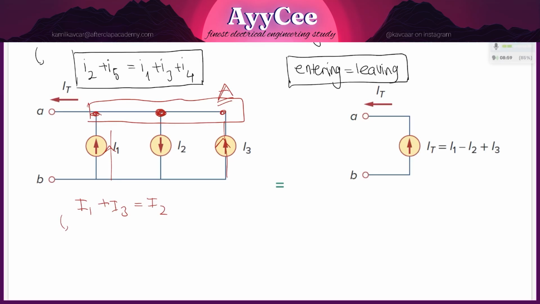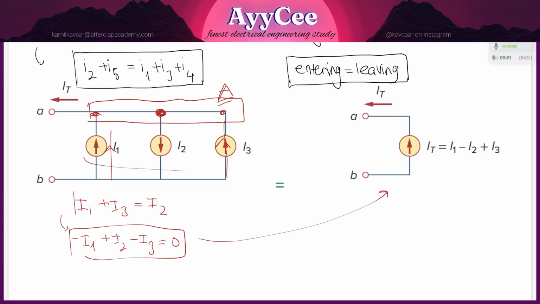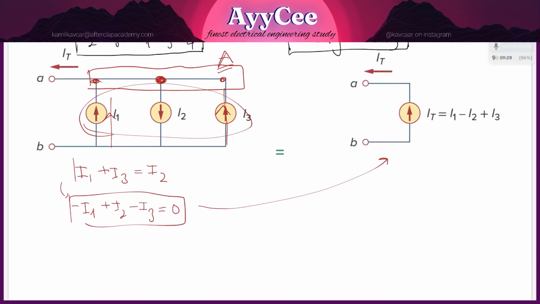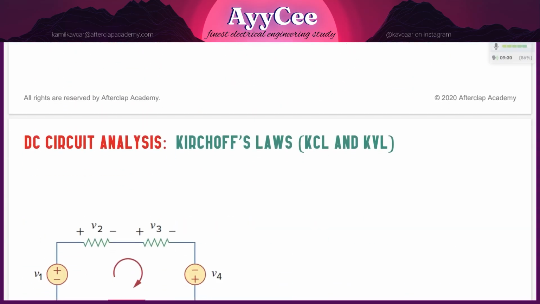Or in another way, you can do this mathematics by saying entering currents are negative and leaving currents are positive. So minus I1 plus I2 minus I3 must sum up to 0. So in this manner, when you check out this exact equation, we find the one single current source that could replace these 3 individual sources, and we are able to do that by using KCL.